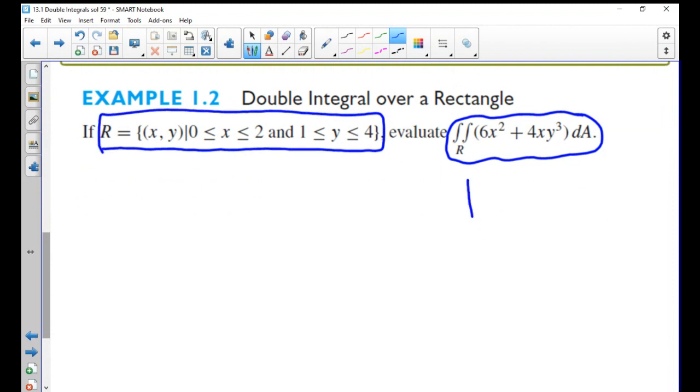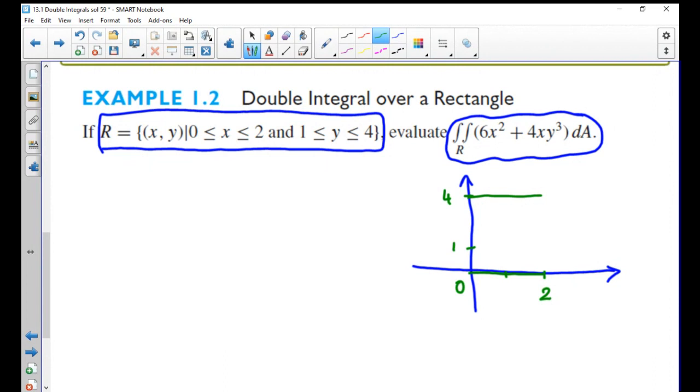So let me just show you how to calculate this integral. So R is the region where x goes from 0 to 2 and y goes from 1 to 4. So basically, our region is this one here. This is R.